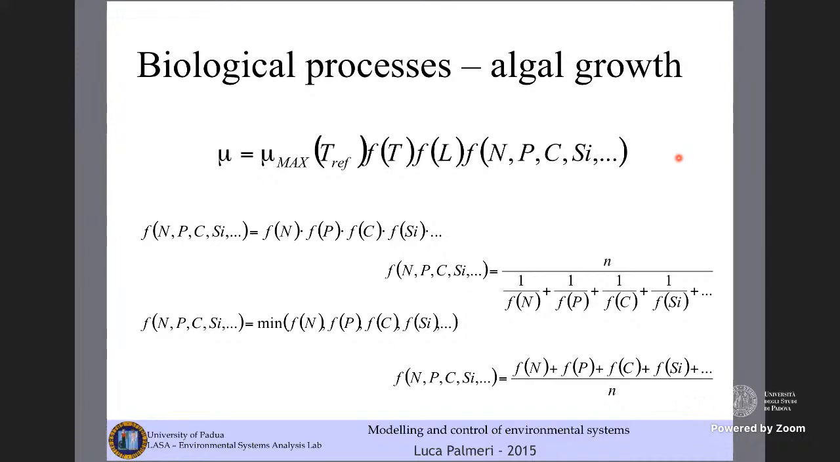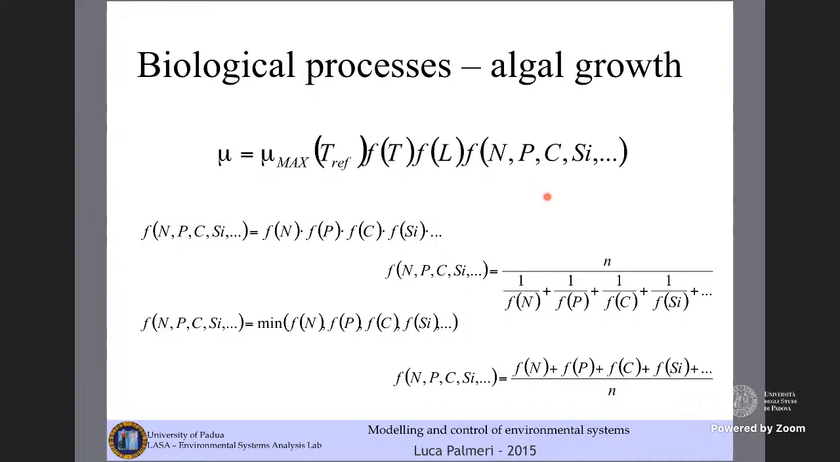limiting functions. One function, for example, describes the limitation due to temperature effect. Another function describes the limitation due to light effect. And then we have another final function that describes the limitation due to the availability of nutrients. In this case, these functions depend on the concentration of nitrogen, phosphorus, carbon or silicates, and so on.